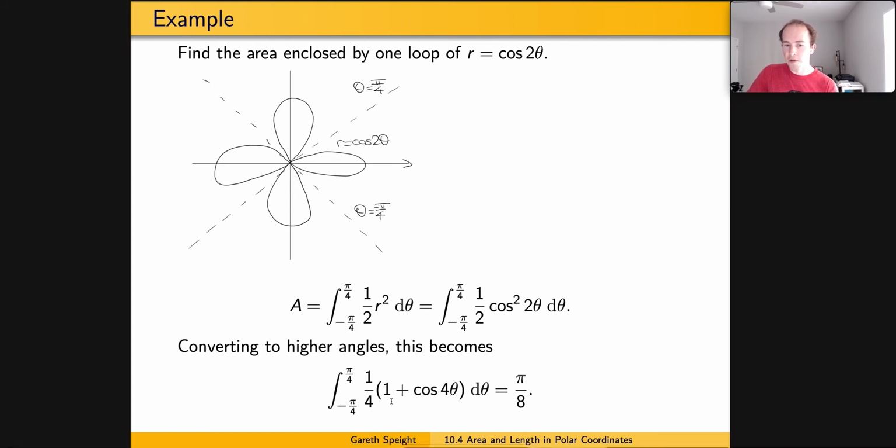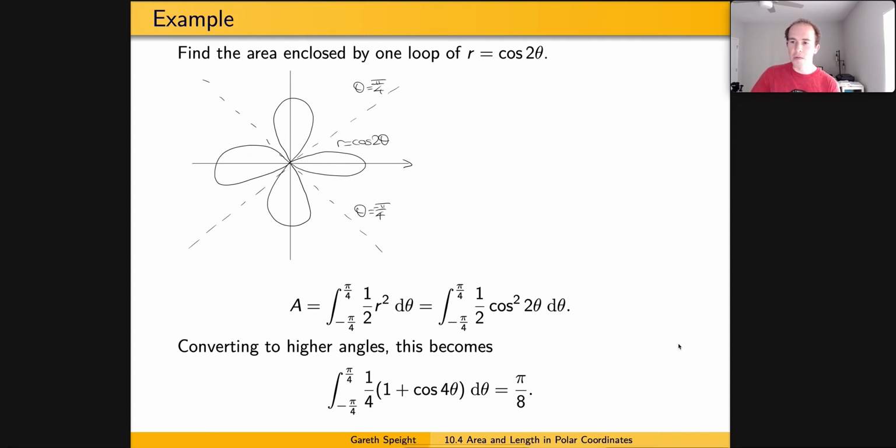So the 1 over 4 times 1 is going to give us 1 over 4. We integrate, we get theta over 4, and then we plug in the pi over 4, the minus pi over 4, we get pi divided by 8. And then a quarter cosine 4 theta is going to become a quarter, or 1 over 16 sine 4 theta. And then we plug in pi over 4, we're going to get sine of pi, which is 0, sine of negative pi, which is 0, so the other pieces fall out. So we're left with pi over 8 for the area of the loop.